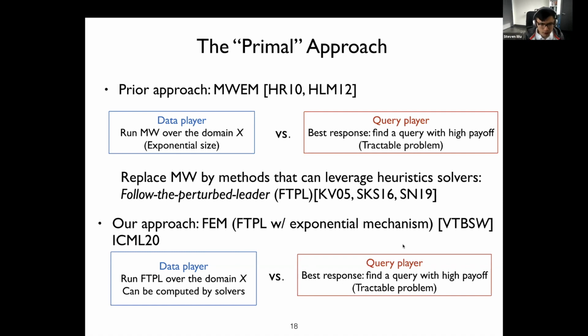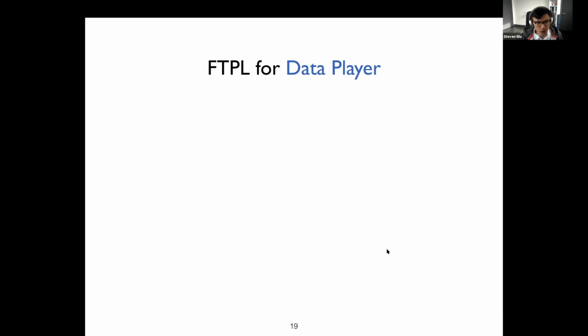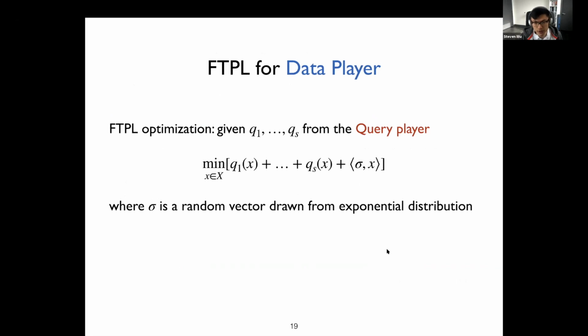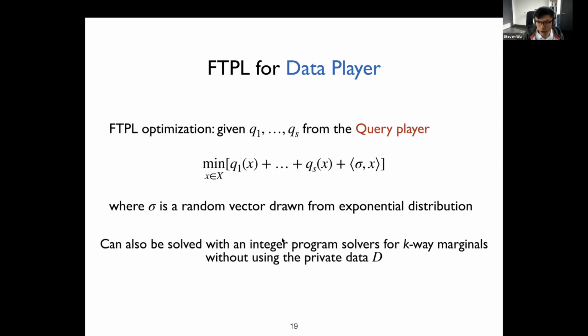Let me spend one minute to talk very quickly about what the query player is doing: essentially solving a perturbed objective function. So this is the original problem that you would like to solve for the data player. This is the best response. But instead of solving this, we're going to perturb the objective with some noisy linear term, which allows us to generate random solutions that behave like the exponential distribution. And this problem can be further reduced to something that is solvable by an integer program.